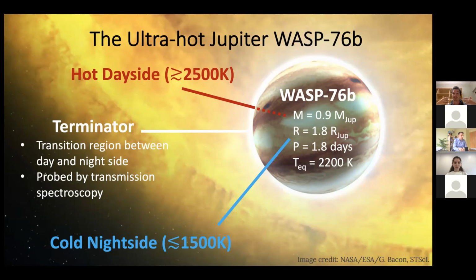And this is actually what we see when we probe planets via transmission spectroscopy. When a planet passes in front of its star and we look at it with a telescope, we probe this terminator region. So that's what we wanted to do with this planet.